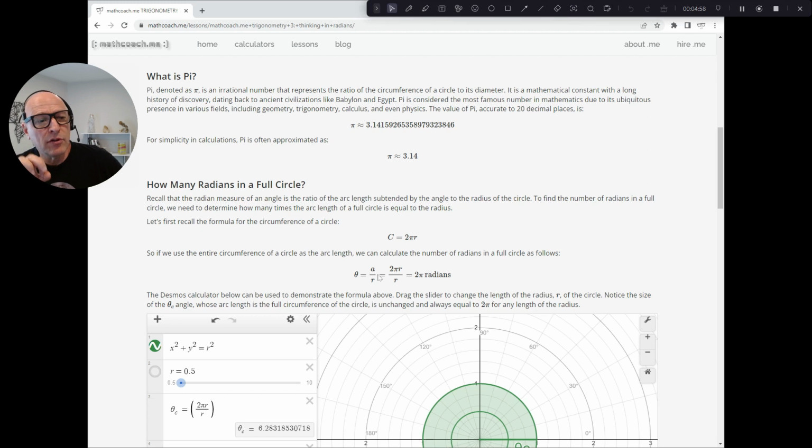Well, in a full circle, the measure of the arc length once around the circle is the complete circumference of the circle. So we can plug that in for the arc length, for 360 degrees, one complete revolution around the circle, measured in radians. It is the circumference 2 pi r divided by r. So you can cancel those r's and you get 2 pi radians once around the circle. Let's explore that in a Desmos calculator.